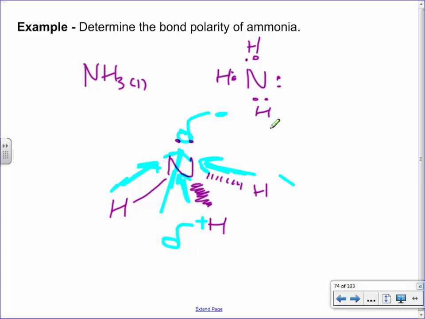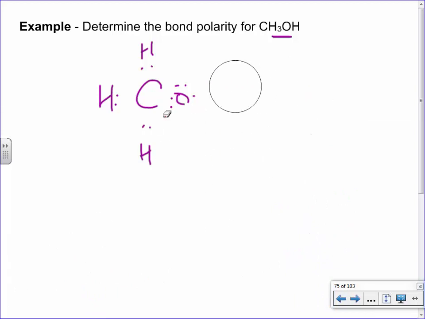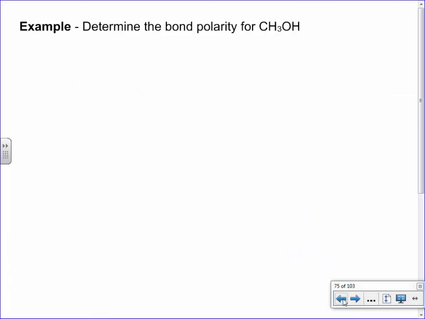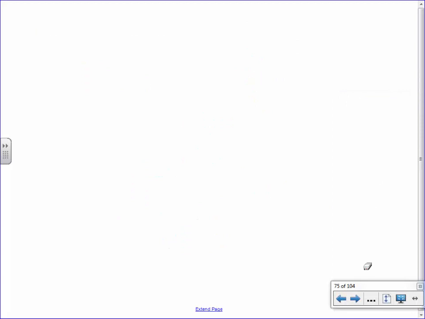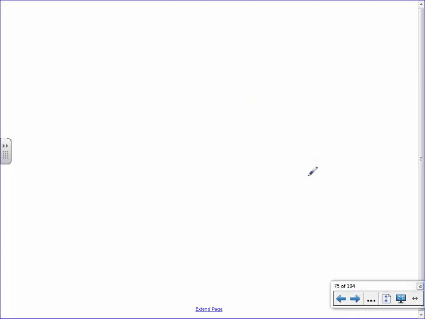Let me see what's on my next slide here. Oh, methanol. I still have stuff left here. Actually, can I add a slide? I can go off a book here. Let's do water. Oh, let's do methane. Find bond polarity for methane. Let's do this one first.